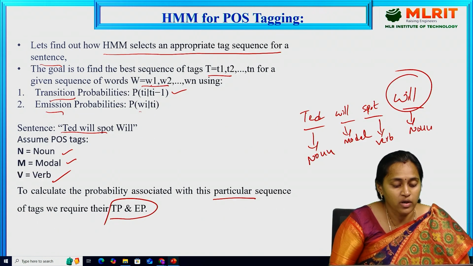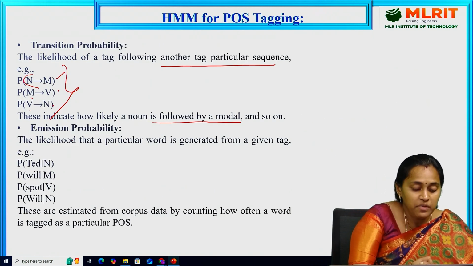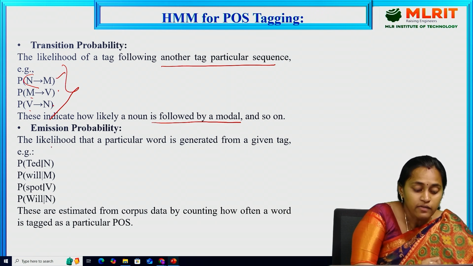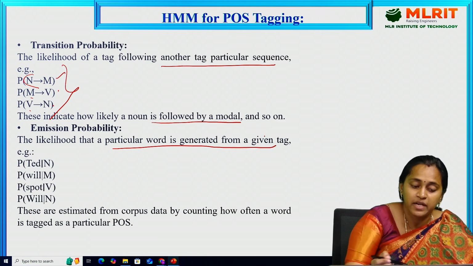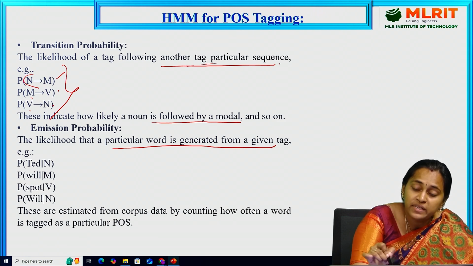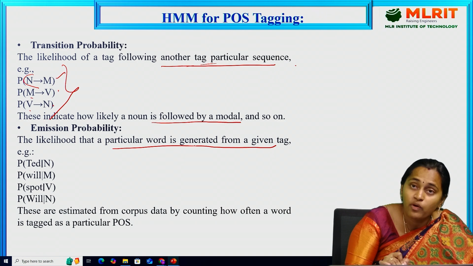Ted will spot will write. Next, see emission probability. What is the meaning of emission probability? Here the tag is a particular sequence, but in emission a particular word is generated from the given tag.